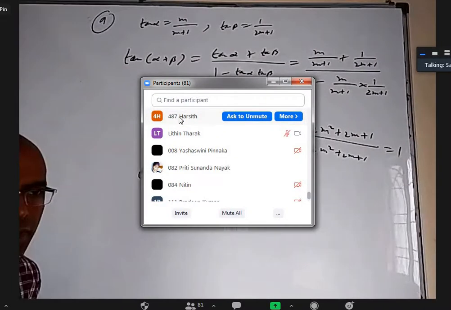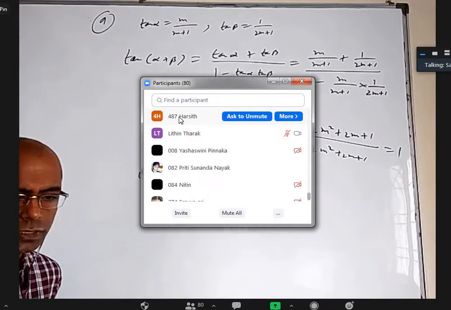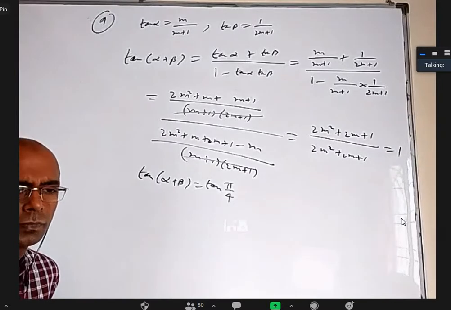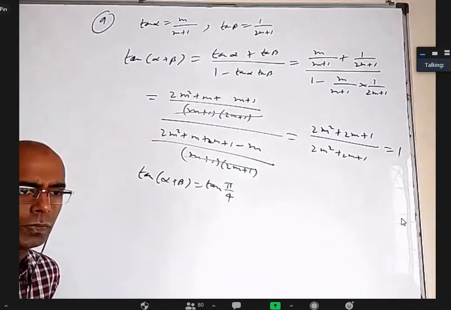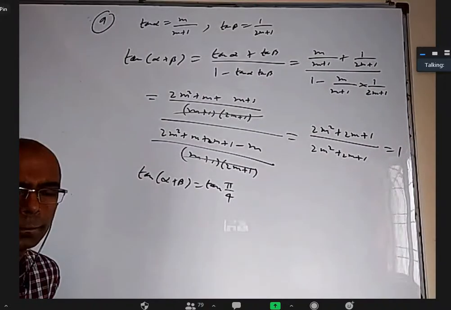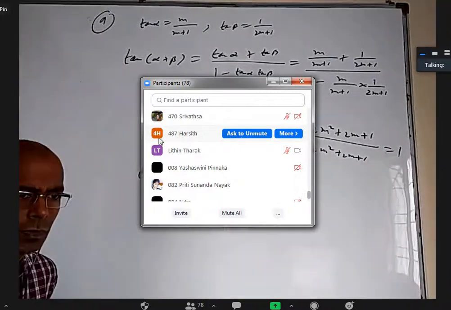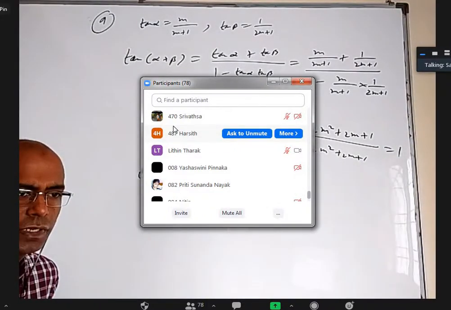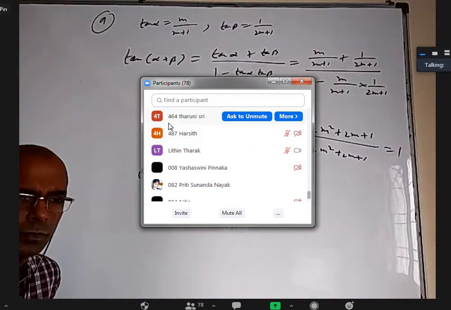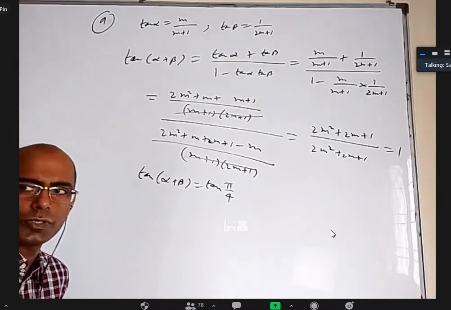Roll number 487, Harshit. What is tan x equal to tan alpha? What is the formula? General solution. Are you there, Harshit? Roll number 470, Srivatsa, are you there? Yes, sir. Tan x equal to tan alpha. What is the formula for general solution?